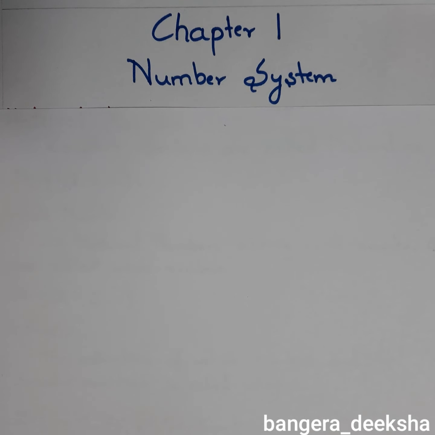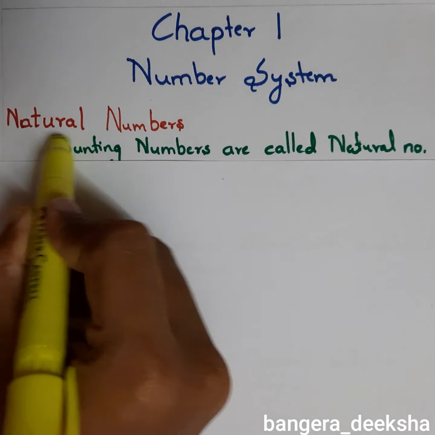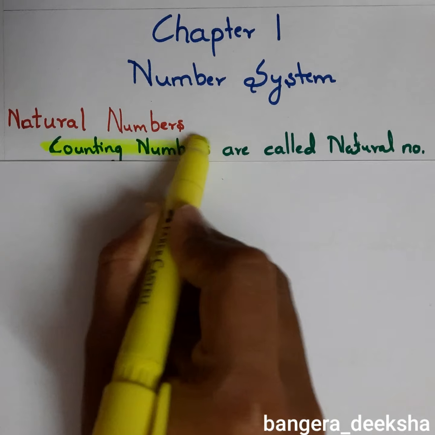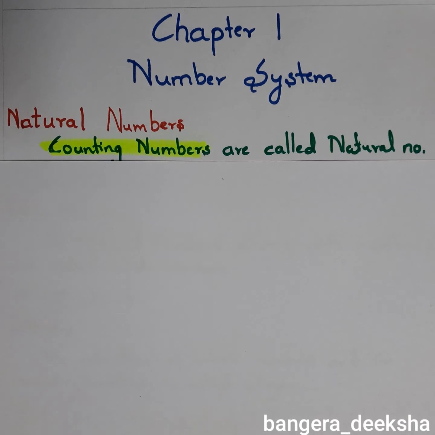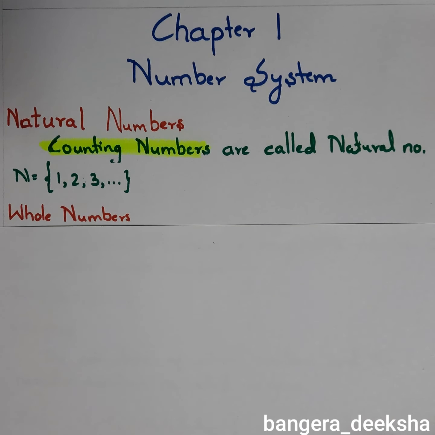The first set would be natural numbers. Natural numbers are nothing but counting numbers. So, you need to remember that the counting numbers are called natural numbers, and it is denoted by the letter N, and the set contains the numbers starting from 1, 2, 3 up till infinity.